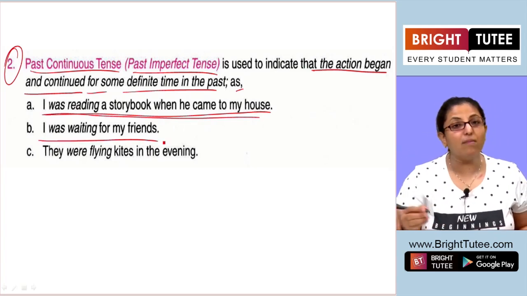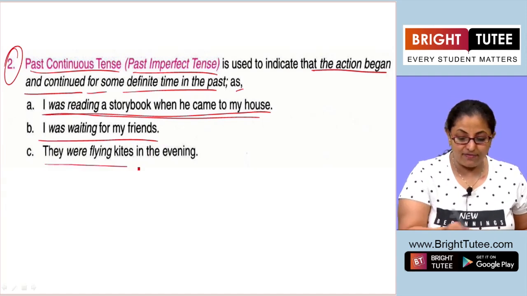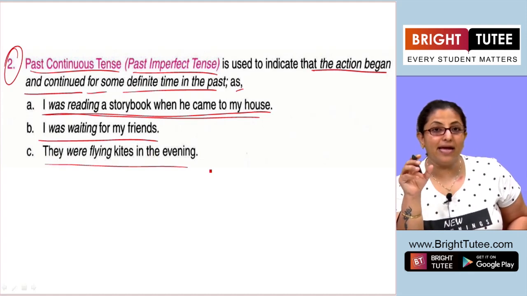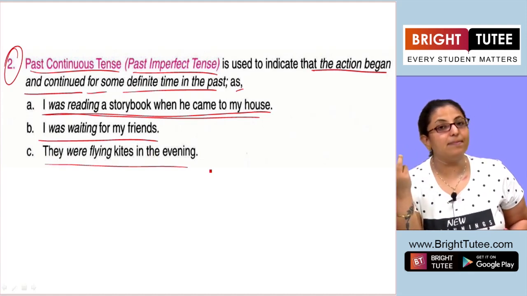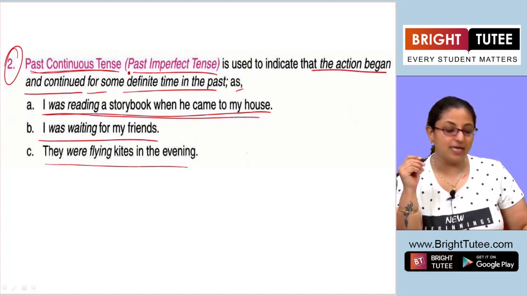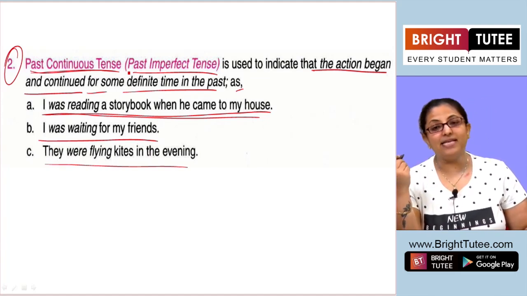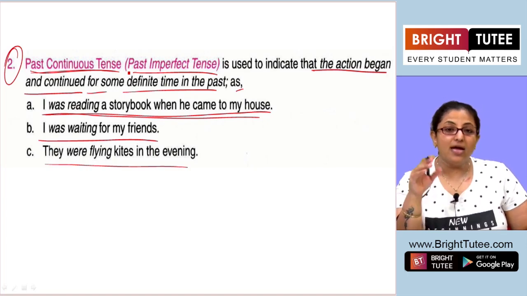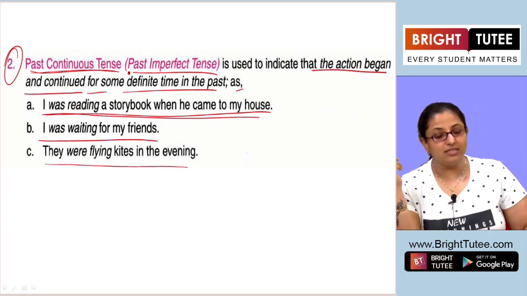I was waiting for my friends. They were flying kites in the evening. It is defining a particular time which has happened in the past. So this is past continuous tense, when we have to express that the action began and continued for some definite time in the past.